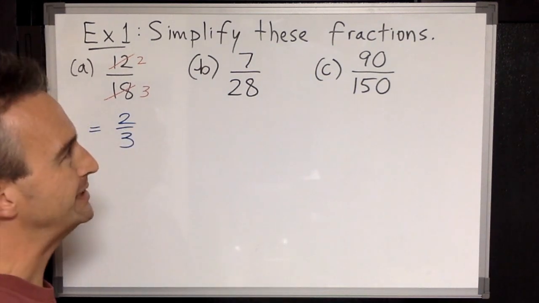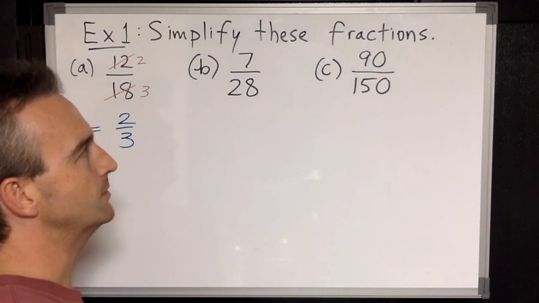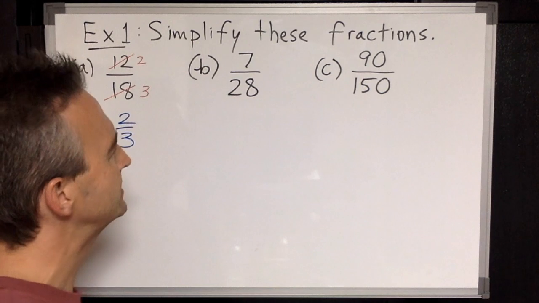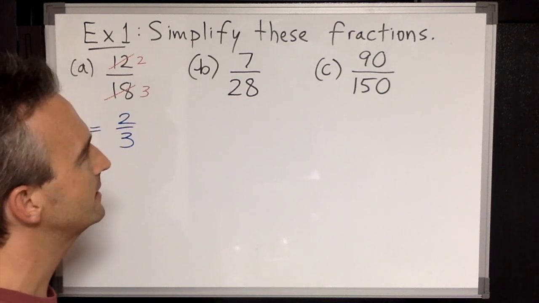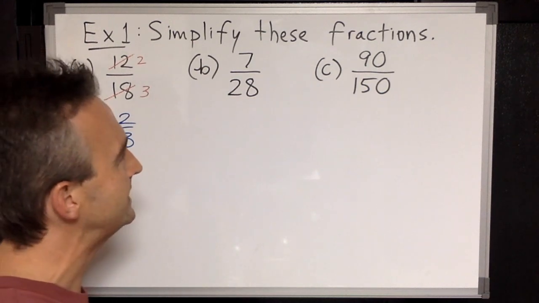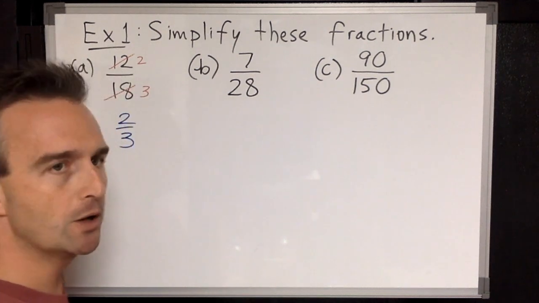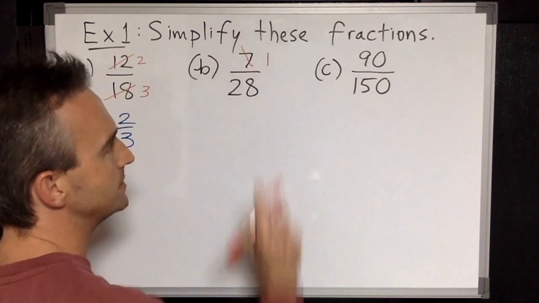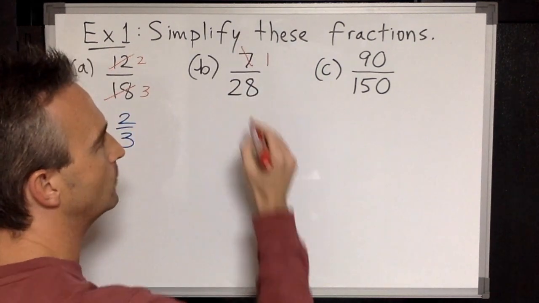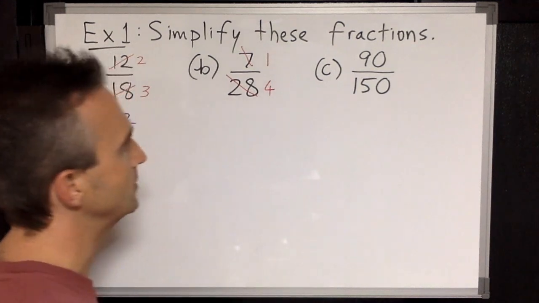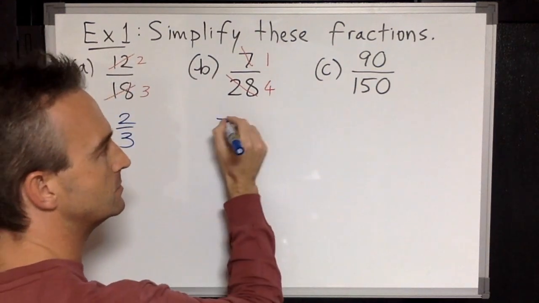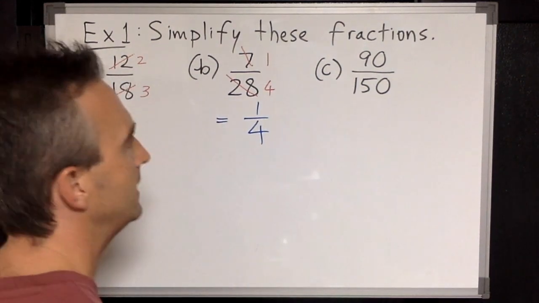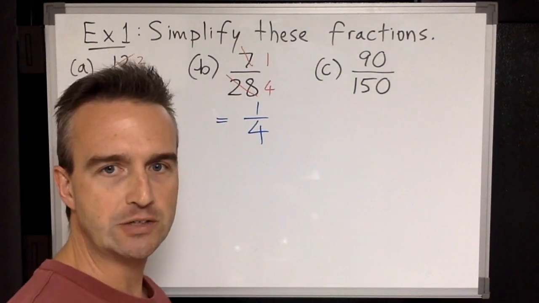Second one, 7/28. Can that be simplified? Well, the top number 7, that doesn't have any factors. 28 is 7 times 4. So we can divide the top and bottom by 7. 7 divides into 7 only once. 7 goes into 28 4 times. So this fraction is going to simplify to 1/4.